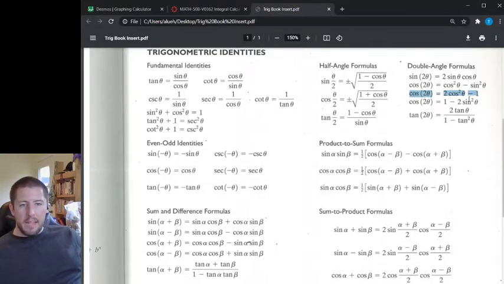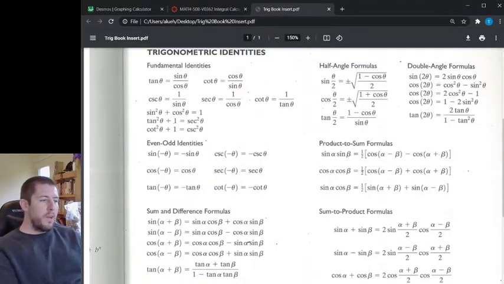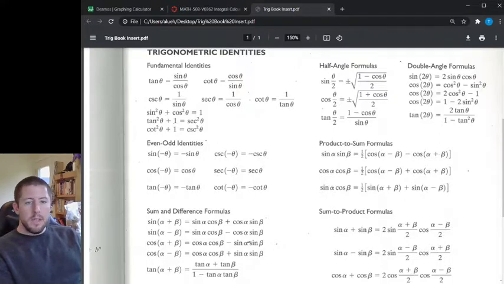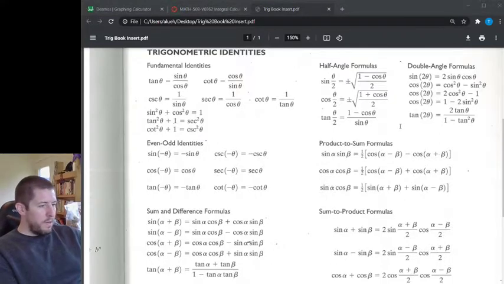This one that I have highlighted seems to me the most reasonable, because it's going to convert a cosine squared term that I can't integrate into a cosine of 2 theta term, which I think I can integrate. So I'm going to grab this identity for myself, and let's see if we can make something happen with it. So cosine of 2 theta equals 2 cosine squared theta minus 1.